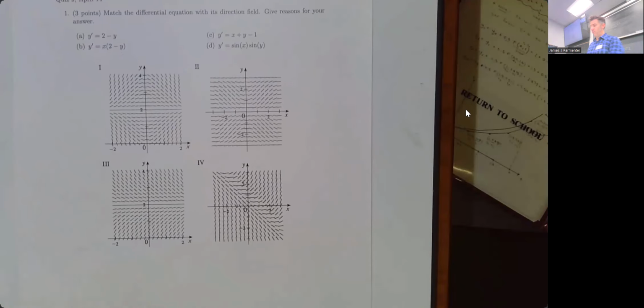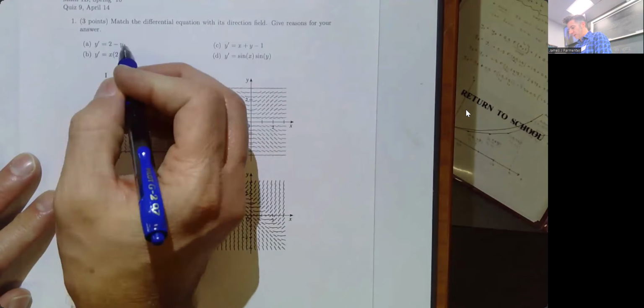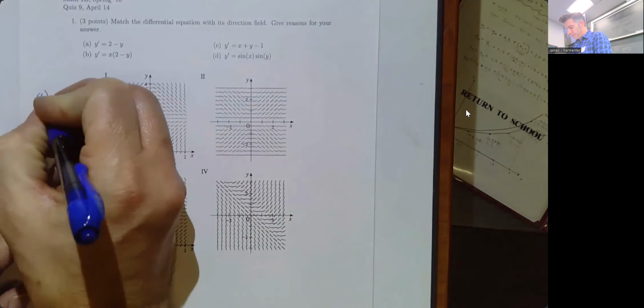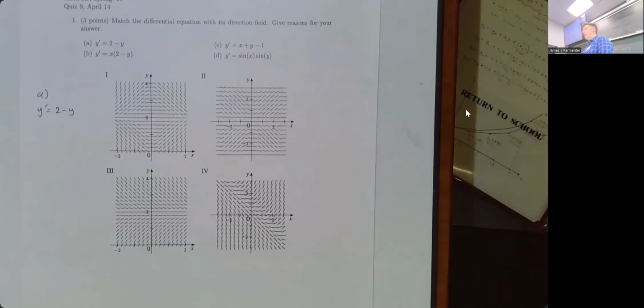Let's actually look at this first one here. Let's look at A. We've got dy/dx equal to 2 minus y. y prime equals 2 minus y. When I am trying to figure out which of these direction fields to go with, there's at least two things I like to look for. What I really look for first is where this might equal 0.